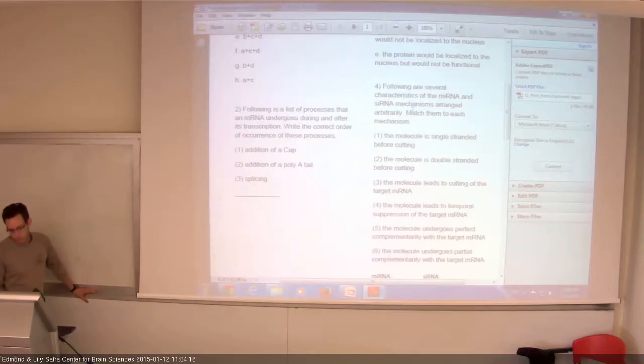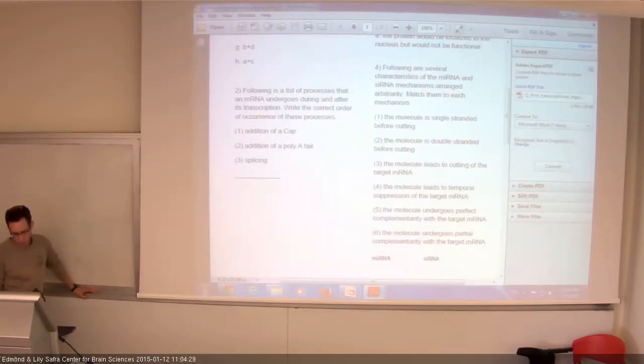Okay, following are several characteristics of mRNA, microRNA and siRNA mechanisms, arranged arbitrarily. Match them to each mechanism, meaning which feature belongs to which kind of molecule, siRNA or microRNA. So let's go one by one. The molecule is single-stranded before cutting. That's true for which molecule, siRNA or microRNA? MicroRNA, right.